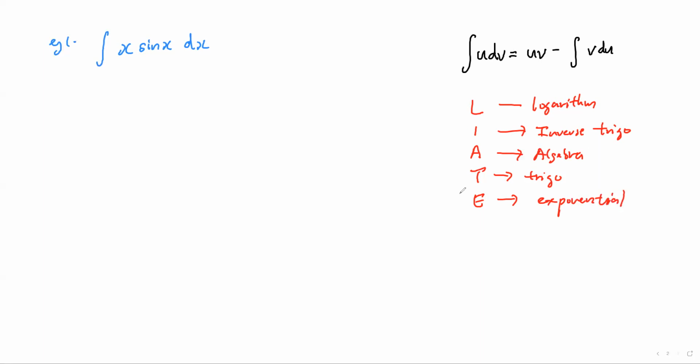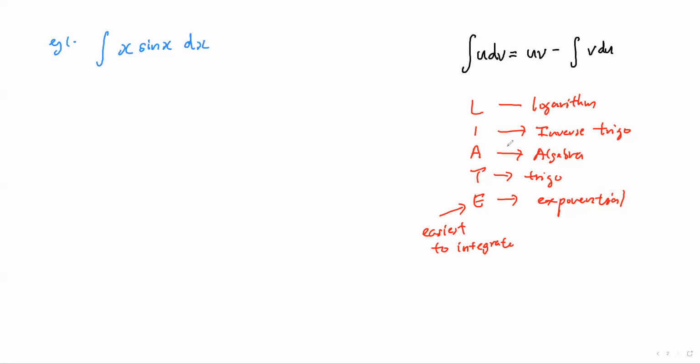This hierarchy helps us to determine which one should be dv. In general, dv should be the one that is easier to integrate. So you have to compare x and sine x, and ask which one is easier to integrate. To some, maybe both are equally easy, but if you look at this list, it will help you decide. From the bottom, E is the easiest to integrate, so it is the first choice for dv, and then it goes up.